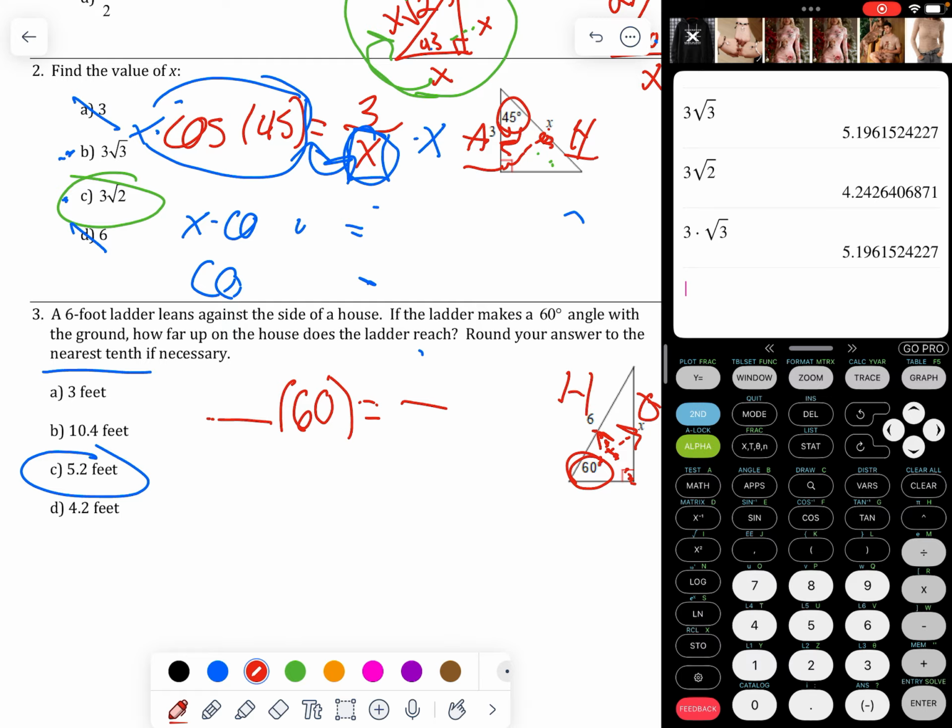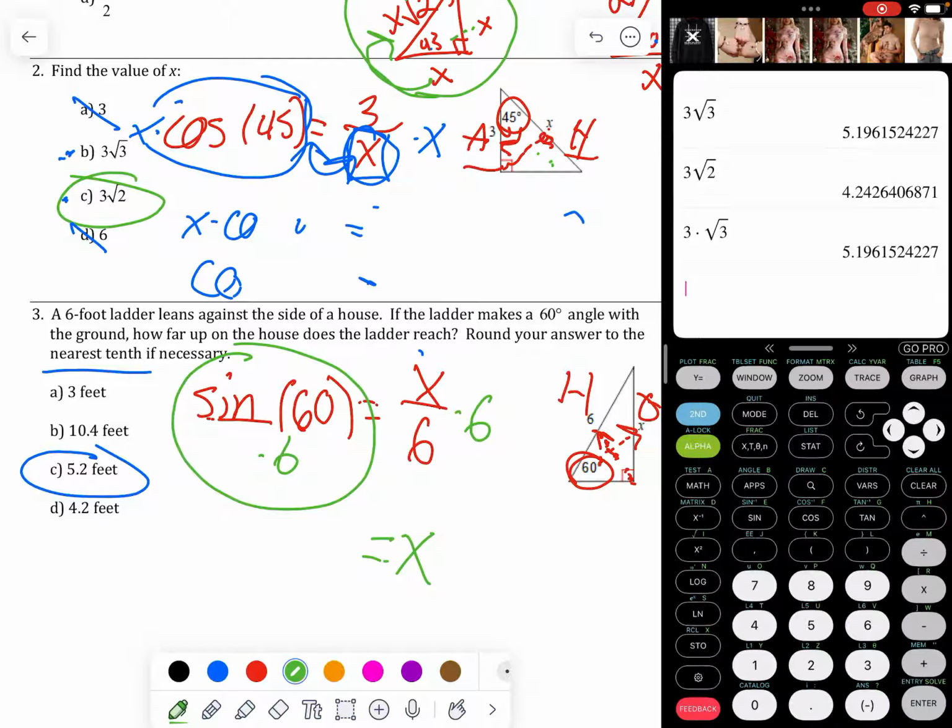So the trig function, if you look up on the board, that uses O over H is sine. O is x. Hypotenuse is 6. And if we have x in our numerator, all we have to do is multiply that denominator on both sides. And that's what we just put into our calculator. So sine of 60, close that parenthesis, times 6 gives us that same exact answer, 5.2.